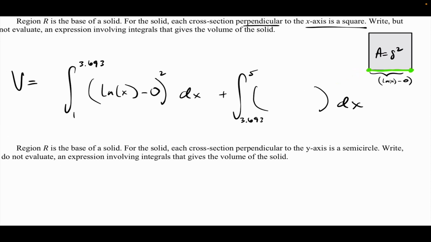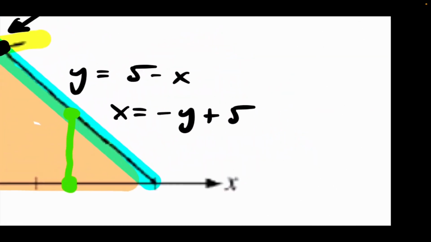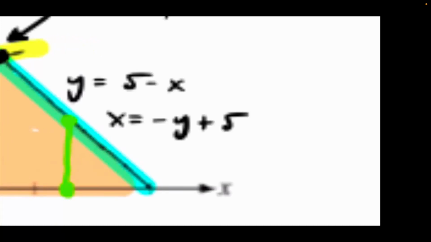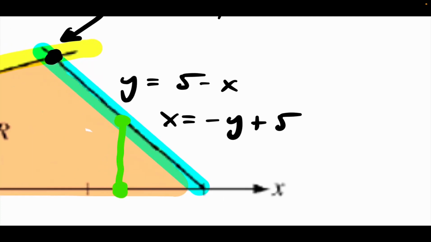Okay, so we did part of it. Now we got to do the other part. We got to do this part now. Well, again, it extends from top minus bottom. The only difference is top is y equals 5 minus x. So it's 5 minus x minus 0 squared because it's a square.